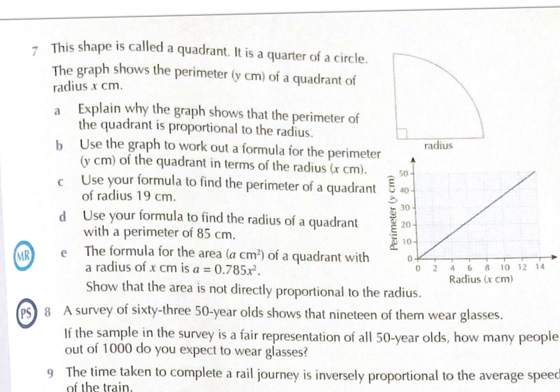Now B. Yes, go ahead. Huriya, can you read B? Use the graph to work out a formula for the perimeter y centimeter of the quadrant in terms of the radius.